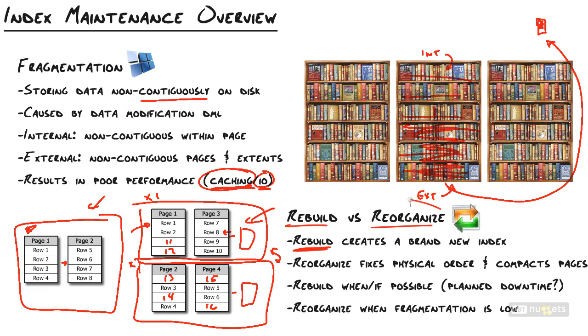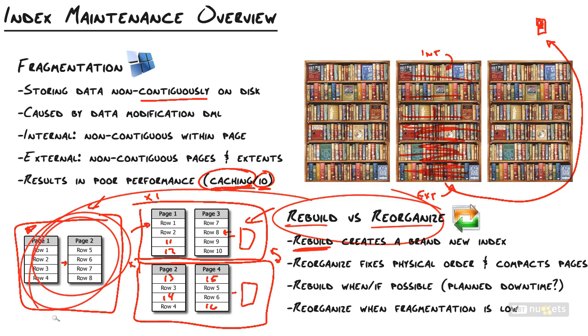But ultimately, both of these lead to this right here, which is what we want. We want sequential everything. So the general idea here is rebuild if you can, reorganize when fragmentation is low, or you can't do a rebuild because you're a 24/7 type shop. All right, let's go look at some guidelines and get some tips here for index maintenance.